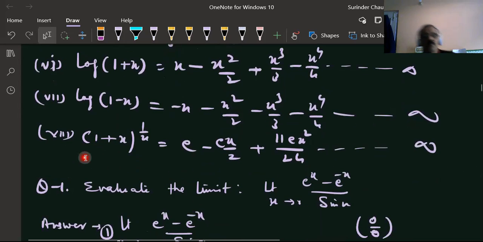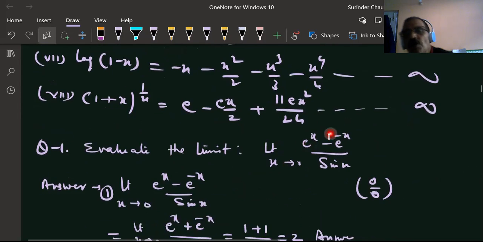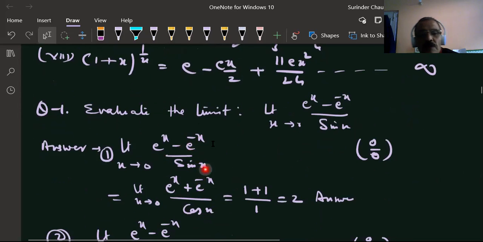Okay, let us solve the first problem with the help of L'Hospital's rule, which will help us in solving the indeterminate form to a finite value. Evaluate the limit as x approaches 0 of (e^x minus e^(-x)) by sin x. We need to find the limit x to 0 of (e^x minus e^(-x)) over sin x. First check: can we apply the L'Hospital rule? Replace x by the limiting value 0: 1 minus 1 over sin 0, which is the 0 by 0 form.